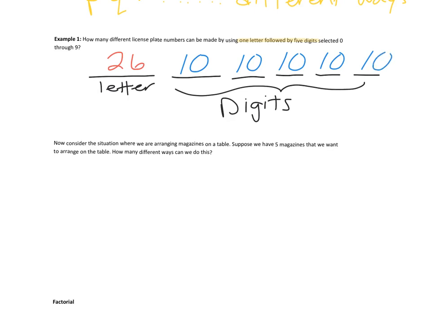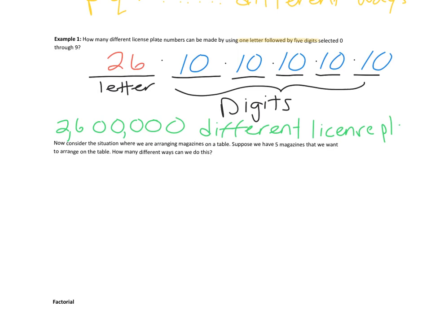All right, and so our new multiplication rule tells us that we are going to multiply all of these together to see how many different license plates we have. And multiplying by 10 is nice, so we can just add a 0. So it's going to be 26 with 5 zeros. Come back and do our commas. So 2.6 million different license plates. Crazy. Okay, so that's a pretty straightforward example.